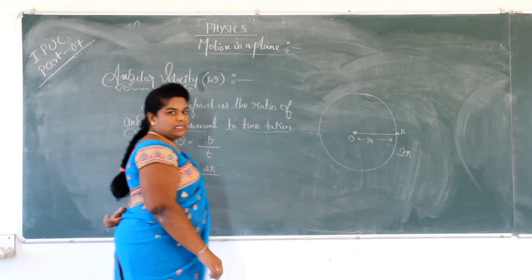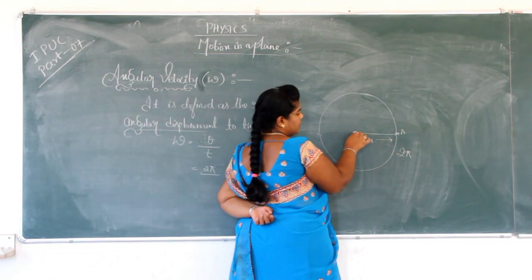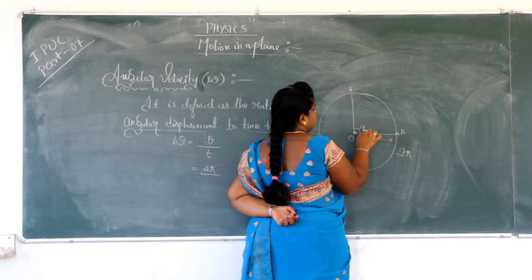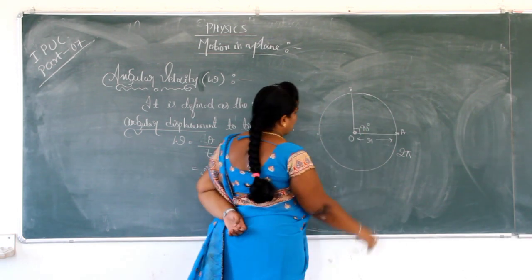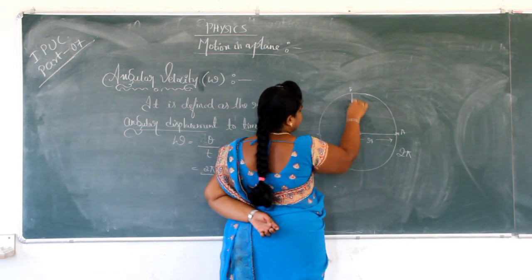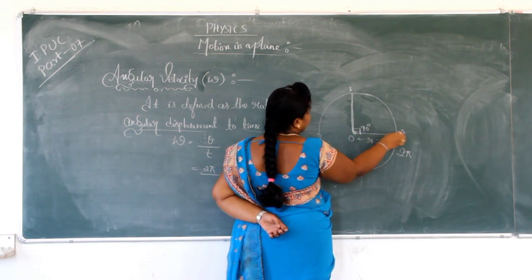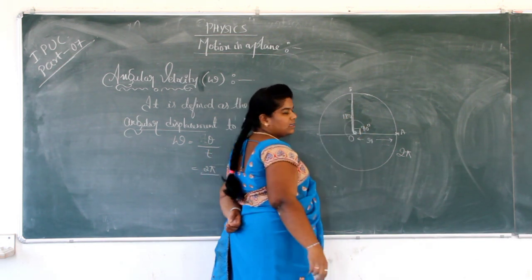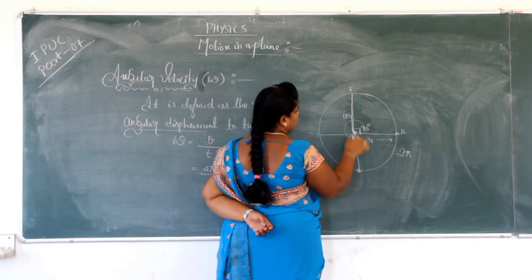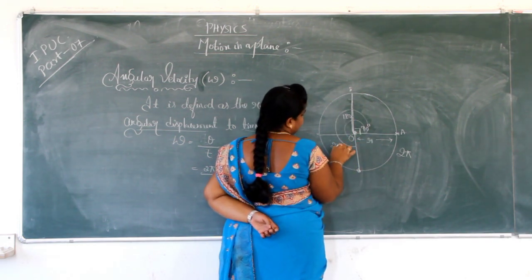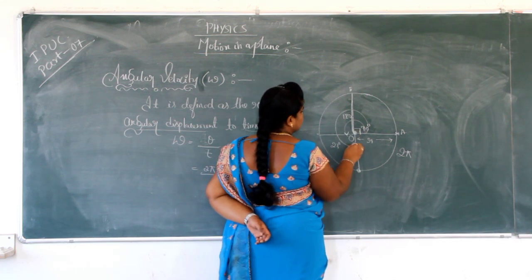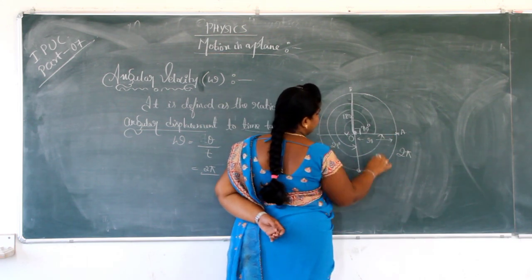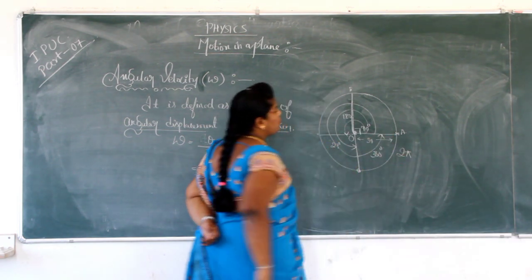The angular displacement is 360 degree. It means, see my dear students, suppose the object goes from A and stops at this point, what is the angular displacement? 90 degree. Suppose particle goes from A to here, it is 180 degree, right? Suppose the particle stops at this point, the angle is 270 degree. Now from point A back to point A, what is the angle? 360 degree. You got it, right?